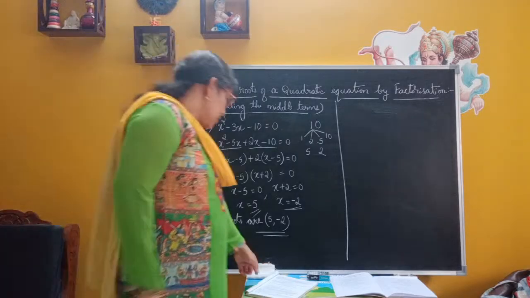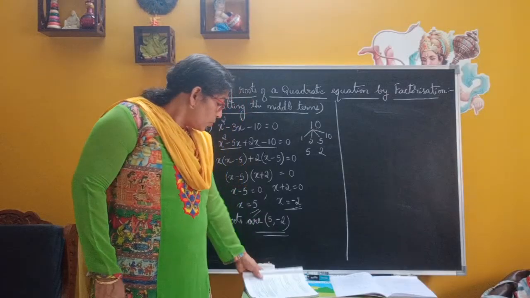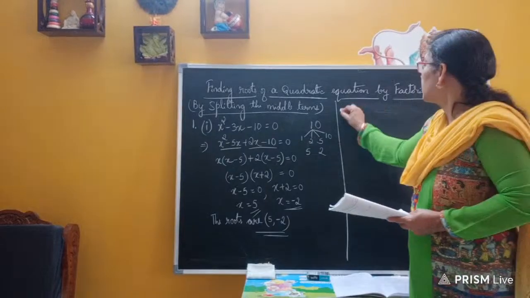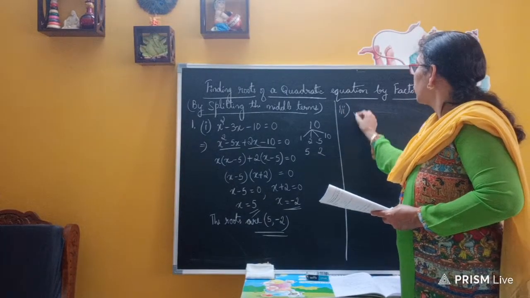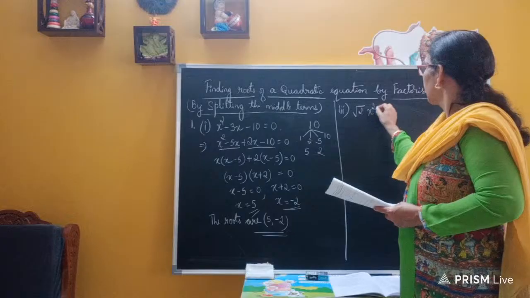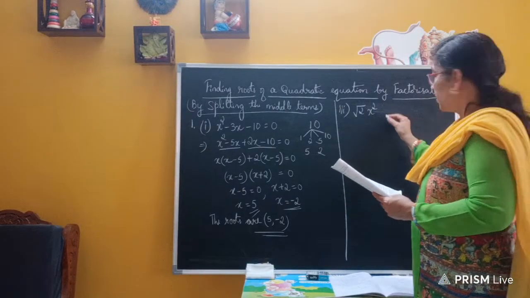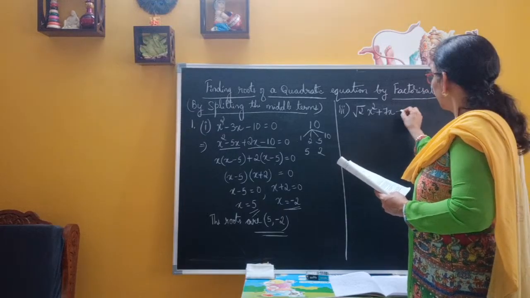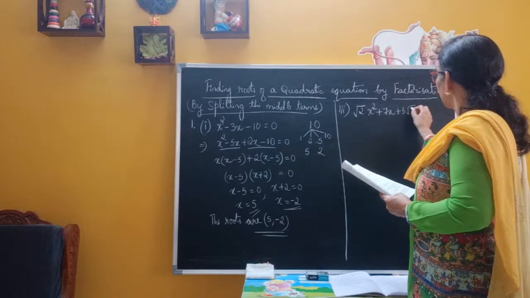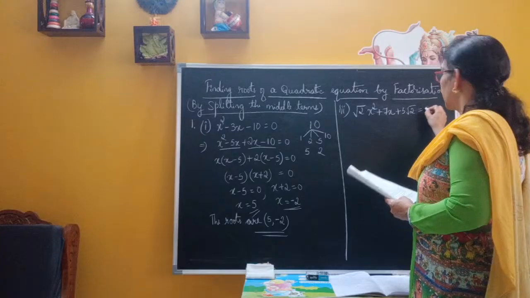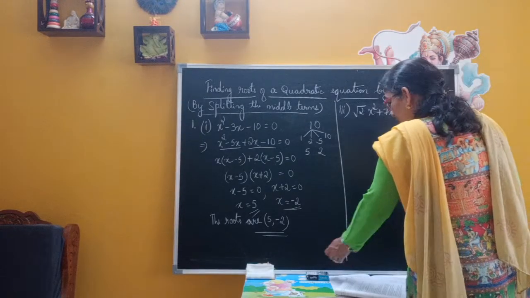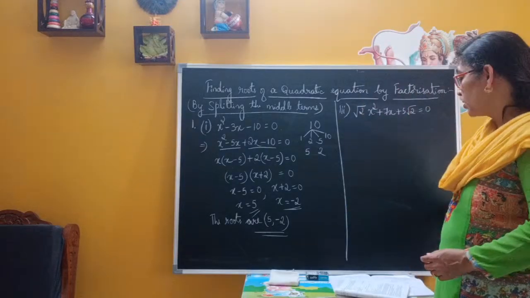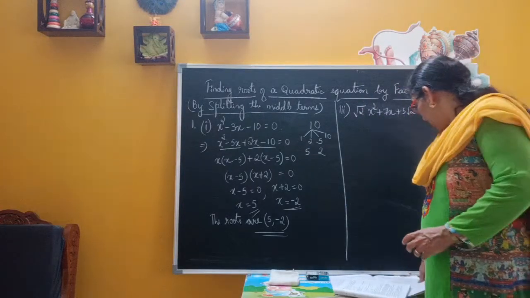Okay. Third one. Third problem in the first main is root 2x square plus 7x plus 5 root 2 is equal to 0. Okay, root 2x square plus 7x plus 5 root 2 is equal to 0. Now let us go with this problem.